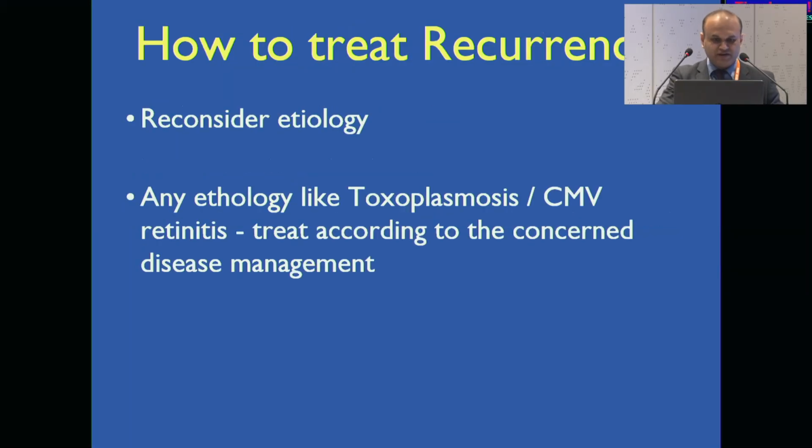So how to treat recurrences? Most important thing, if you are seeing multiple recurrences, reconsider the diagnosis. Sometimes you may have just ended up erring on making a wrong diagnosis. Uveitis a lot of times requires all of us to go back to the basics, revisit the entire cycle, and realize that probably we need to treat a patient sometimes differently.